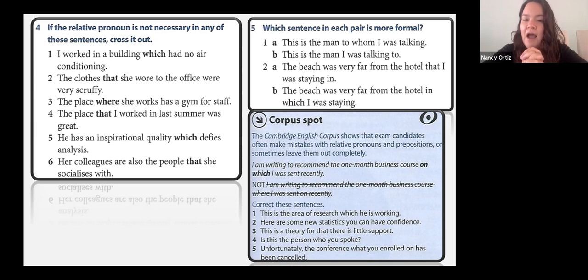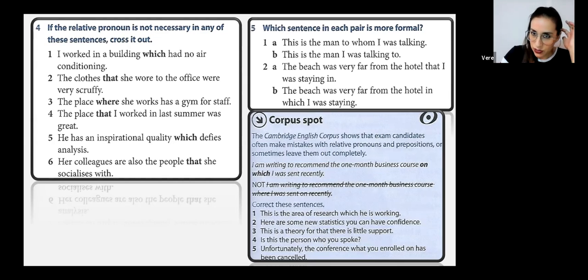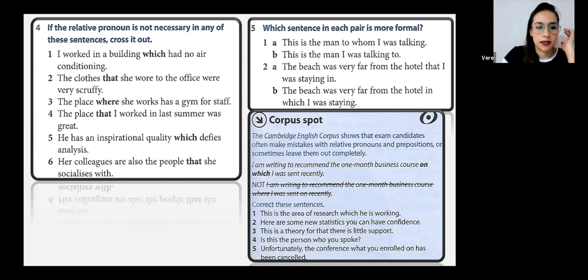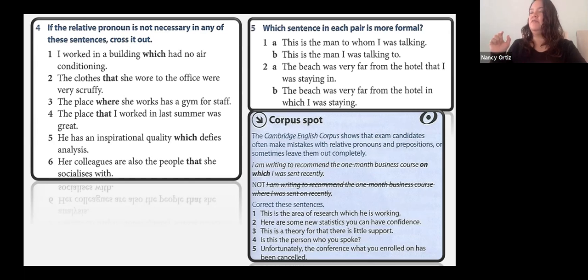But I am writing to recommend the 1 month business course on which I was sent. And we're talking about a course. Yes. That's why we need to use which, not the place. Okay. And on which makes it really defining, really direct. On the other hand, the incorrect answer was, I am writing to recommend the 1 month business course where I was sent on recently. Okay. So there is a position for prepositions, okay, when needed.